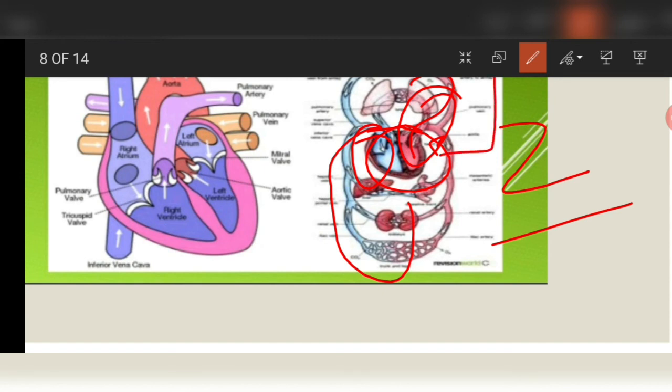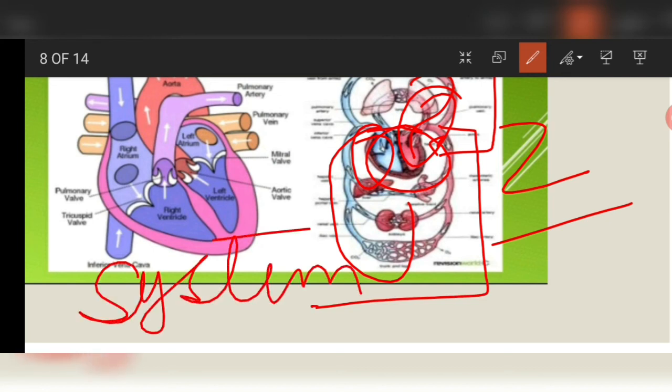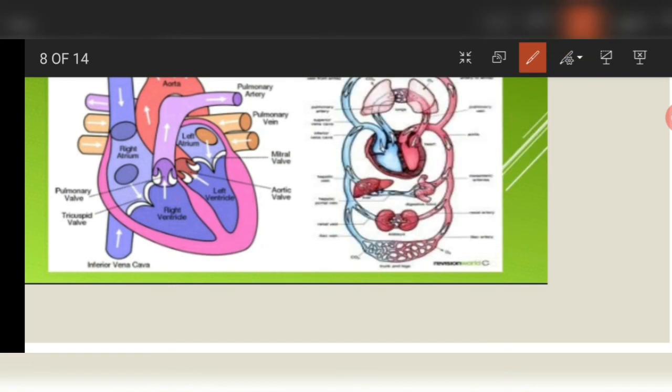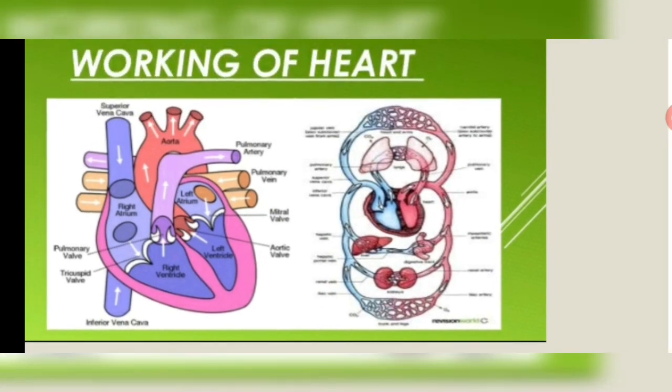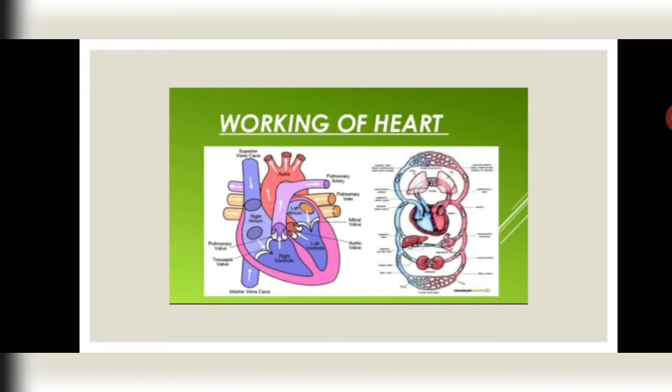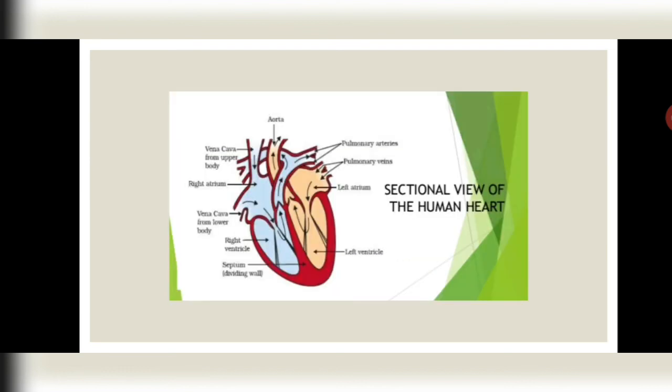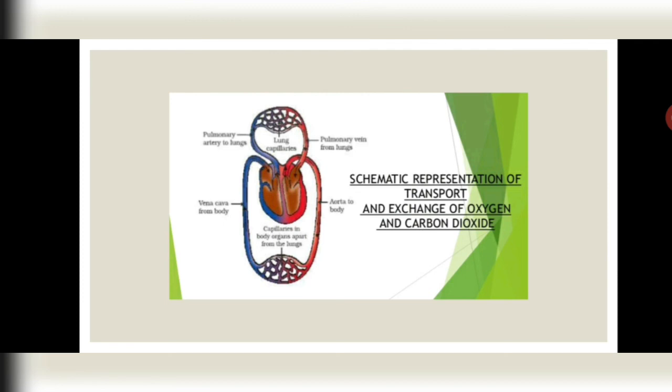The circulation between the heart and the lungs is known as pulmonary circulation. Whereas the circulation between the heart and the body, where the body is considered to be a system, is known as systemic circulation. So together, pulmonary circulation and systemic circulation are called double circulation. Understood the concept of double circulation? That the blood is transported through the heart twice in one cardiac cycle. We've already done this. This is a schematic representation of transport of oxygen and carbon dioxide through the heart.